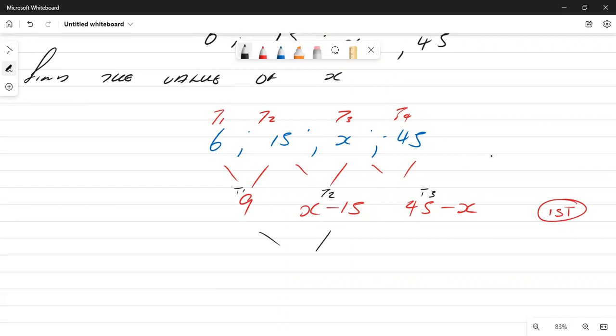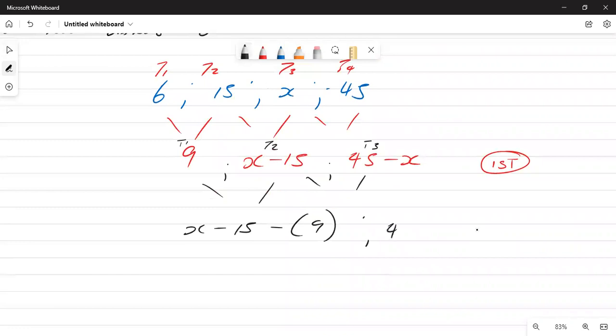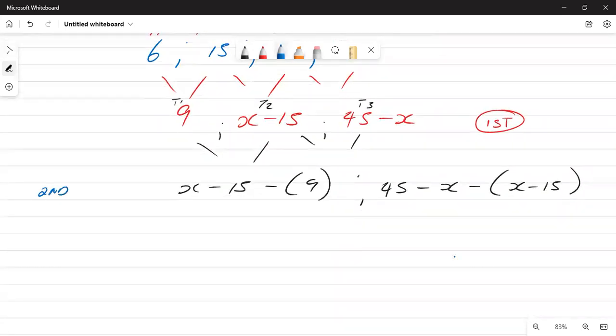So that's T1, T2, and T3. It is now going to be T2, which is x minus 15, then subtracting the 9. Then the next one is T3 minus T2, where you're going to end up with 45 minus x, then minus (x minus 15). We always add our brackets so that we're able to distribute the negative that is outside and not miss a sign. So most importantly, we now have a second difference. What we know is every term in the second difference has to be equal.